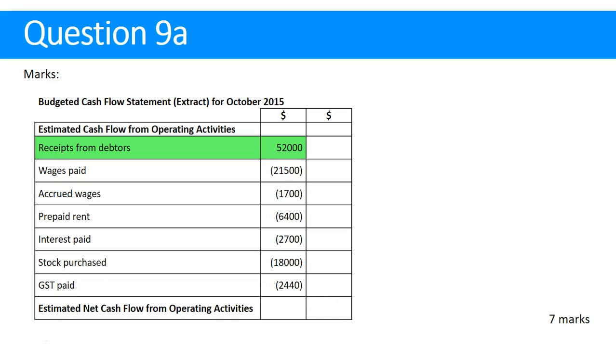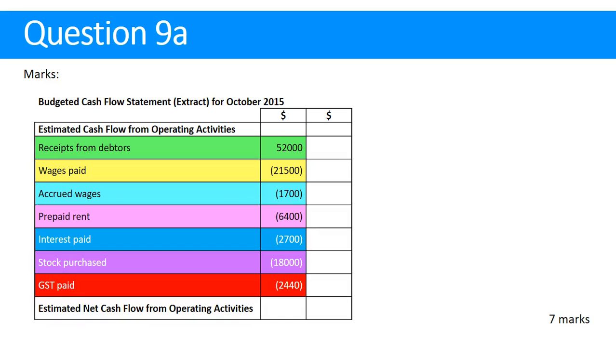We've now completed our cash flow statement, so let's look at what the marks were for. We had 1 mark for receipts from debtors, 1 mark for wages paid, and 1 mark for accrued wages. What you can also do here is, for 2 marks, you can just write wages paid $23,200, and that would be fine and acceptable.